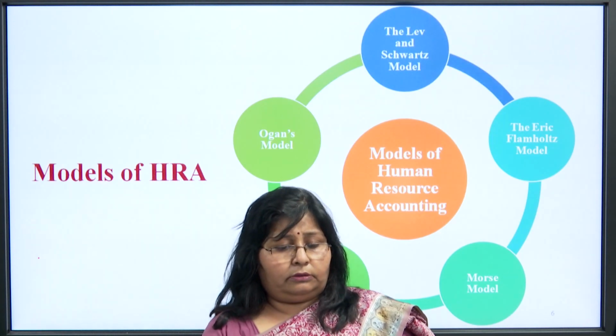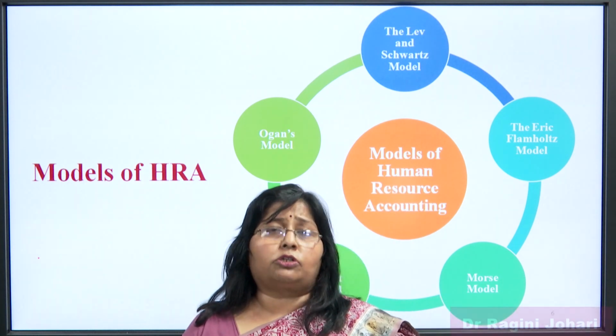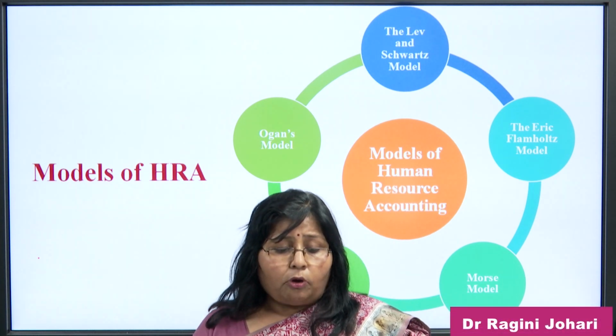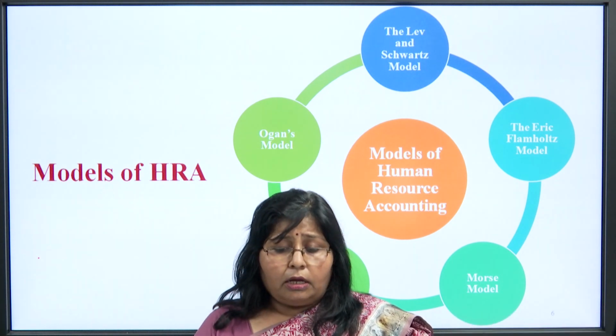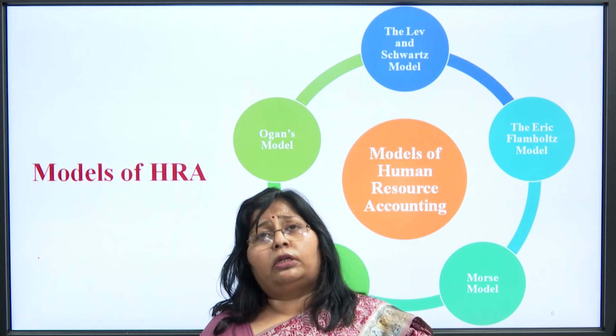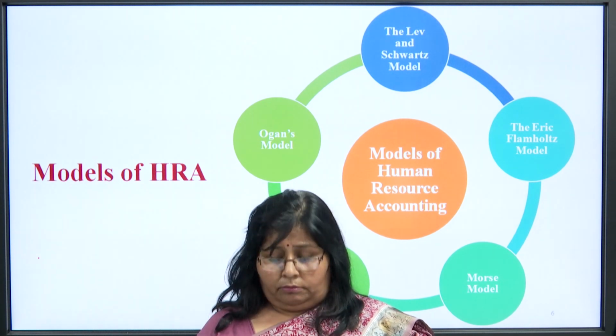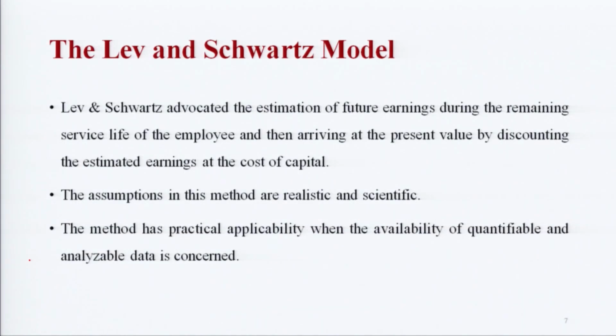Moving further, this is an important aspect of human resource accounting. A few models have been propounded by different people, and these five models are considered to be the most important ones. So, going one by one, let us start with the first one, that is the Lev and Schwartz model.